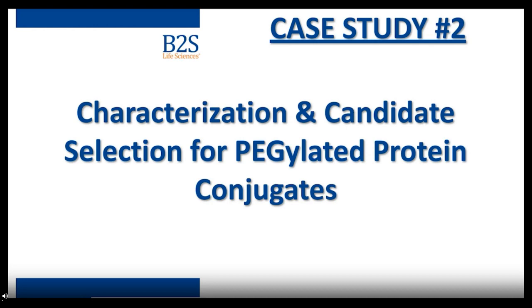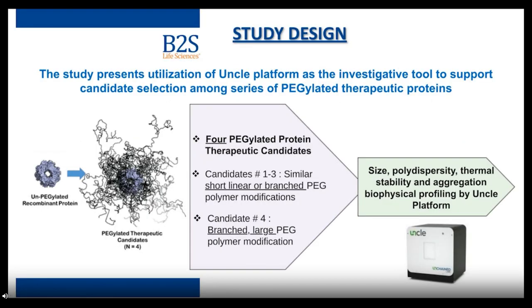So moving on to our second case study, the goal of this study was to characterize and select, or support candidate selection for, a series of pegylated protein conjugates. And essentially, the idea was that we were supplied with a series of pegylated enzymes for which advanced characterization was required.